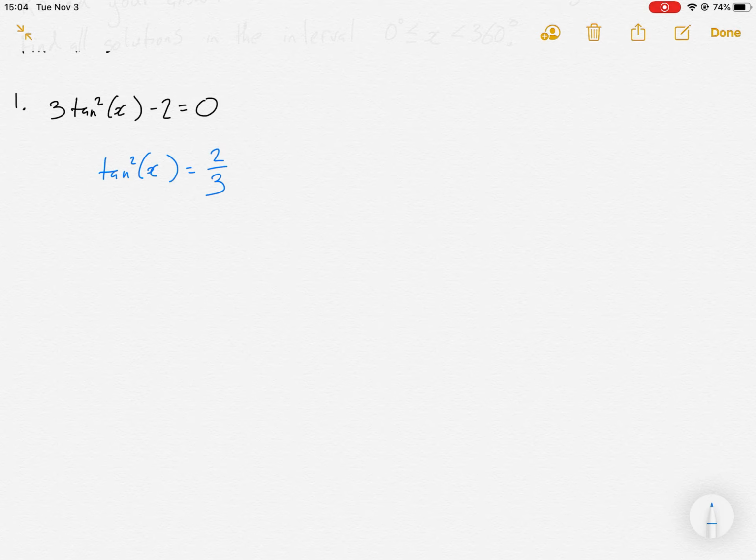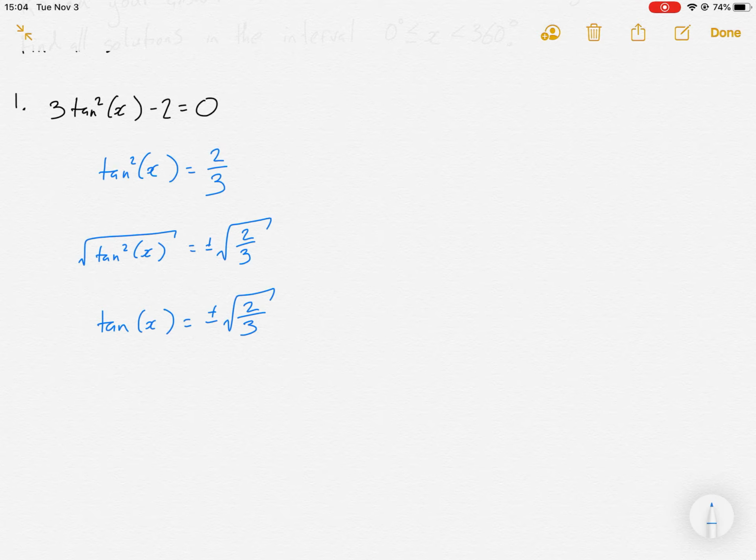Now this squared is a little bit annoying, so let's just get rid of it. We're going to take the square root of both sides, just like we would regularly. However, don't forget that there's a plus or minus that shows up when you do that. So this means that tangent of x is going to give me plus or minus the square root of 2 over root 3.